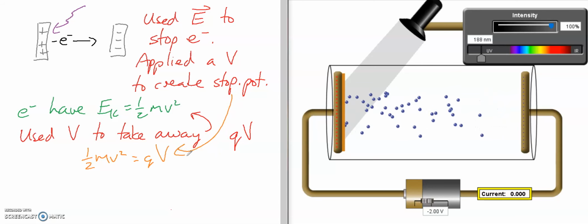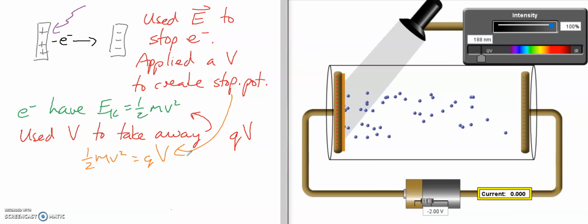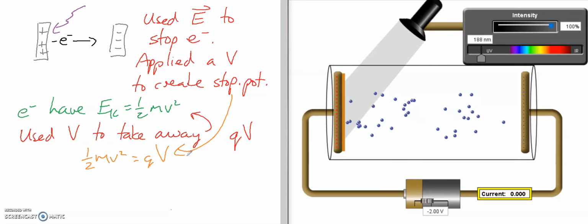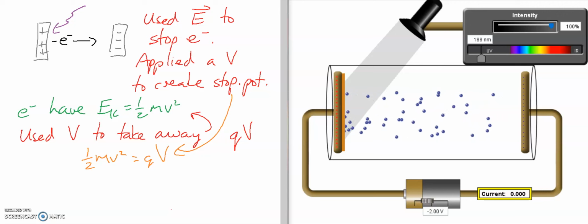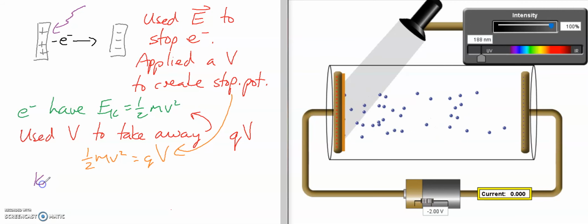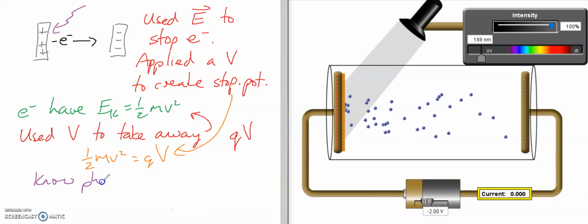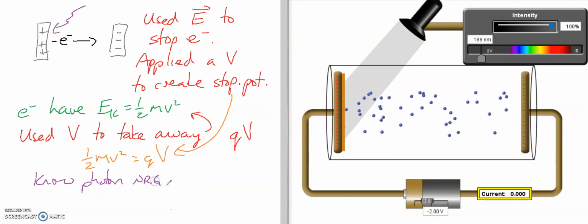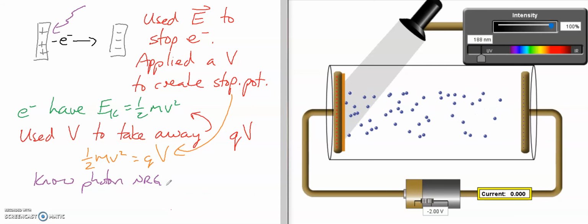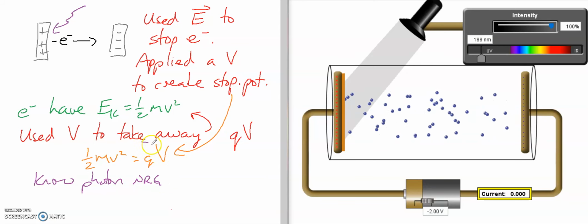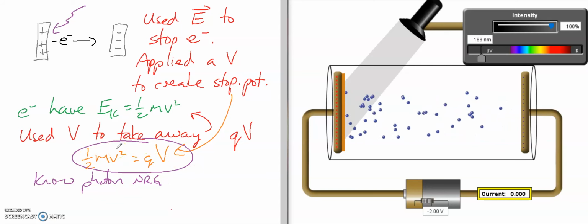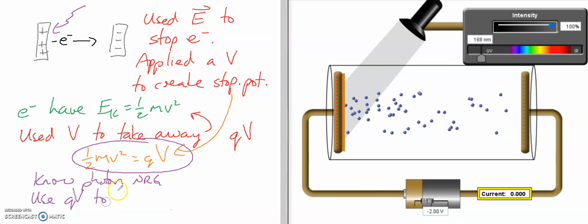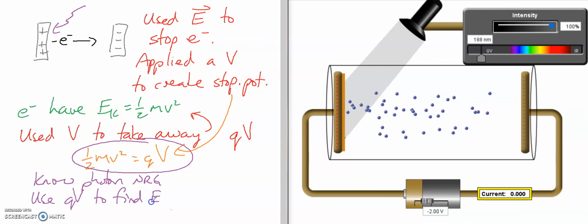Now, why would you want to do this? Well, really simple. You know what material you're using. You know the energy of the photons coming in. So you know the photon energy, the energy that's actually coming in. You now know what the kinetic energy is by using stopping potential. So you use the QV in order to find the EK.